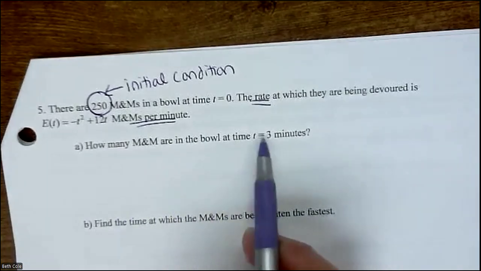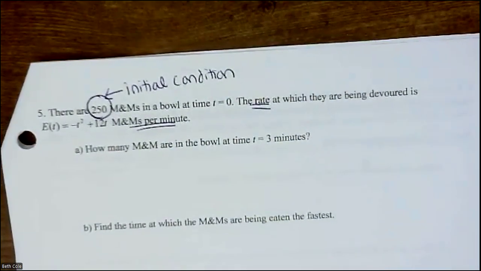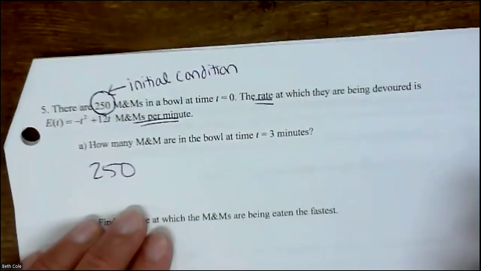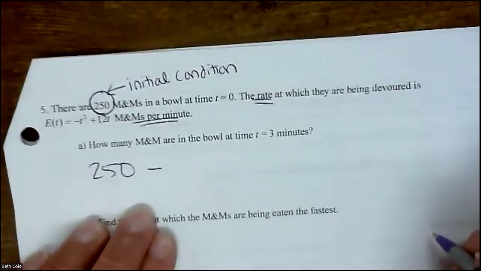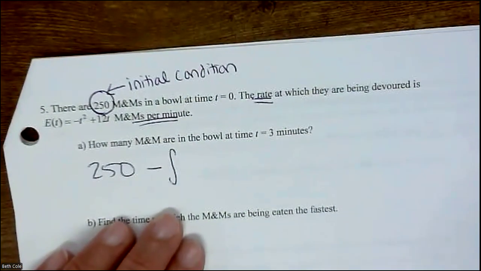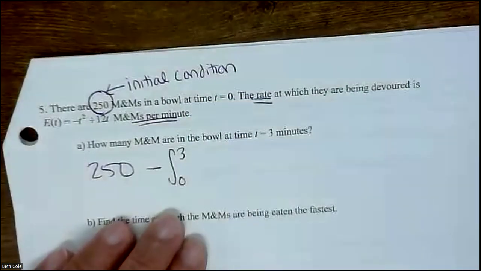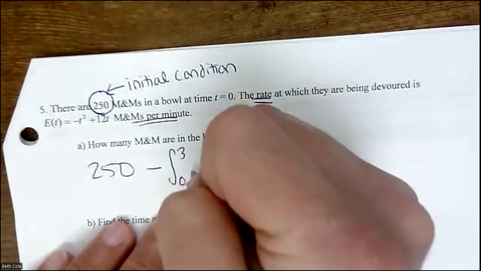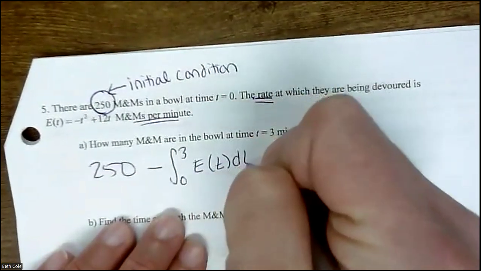How many M&Ms are in the bowl at time 3? How many did we start with? All right, 250. Are we adding M&Ms or subtracting them? Subtracting. And then you want to accumulate eaten M&Ms from when to when? Do you see how it's easier when it's a story because it makes sense? Okay. And then what goes in there is E of t dt.